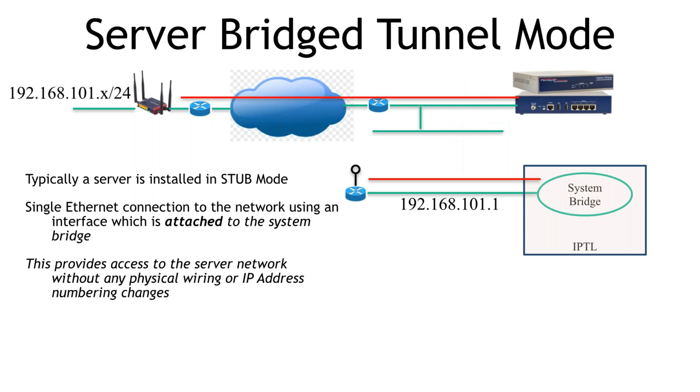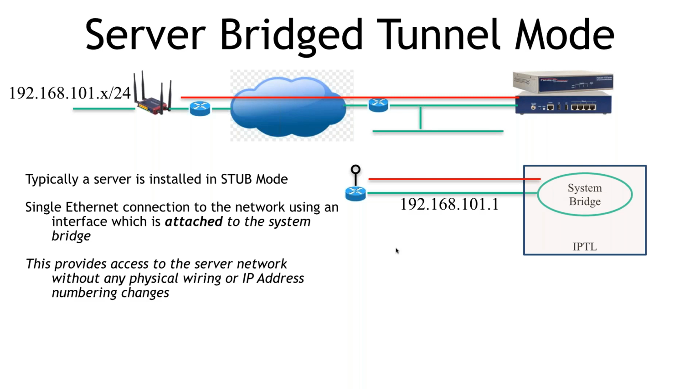Typically the server is installed in stub mode, which we discussed last time. It's a single Ethernet connection onto the network. Internally, you have your encrypted traffic for your tunnel on the Ethernet interface, and you also have your non-encrypted open traffic on the same Ethernet interface. Tunnels come in, traffic gets decrypted, and gets dropped onto the network. Traffic that needs to go across the tunnel comes into the device in the clear, gets encrypted, and gets sent over the tunnel to the remote network.